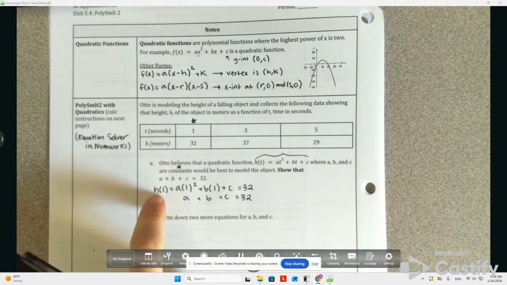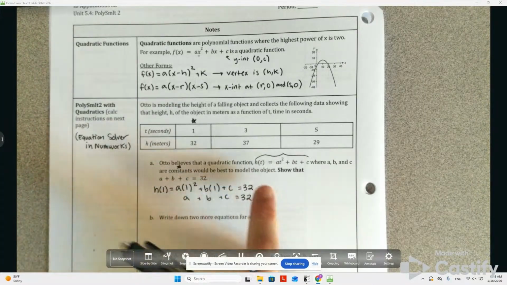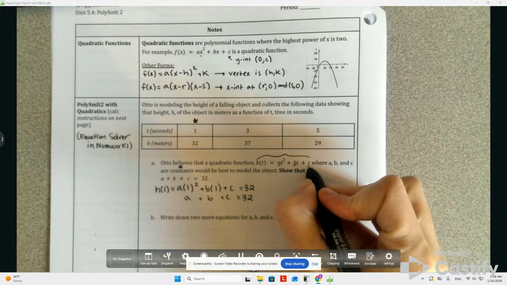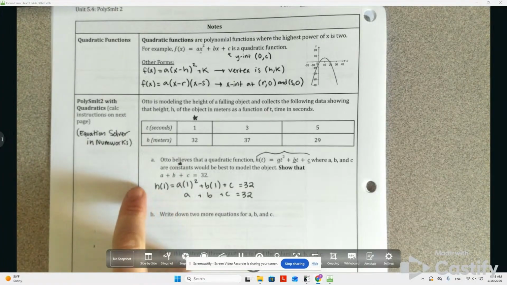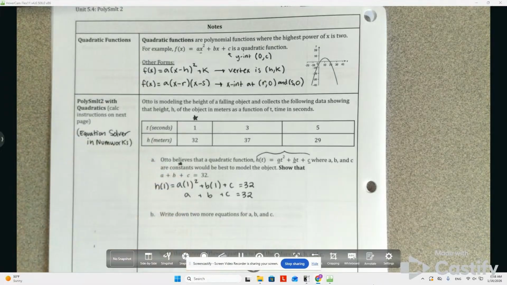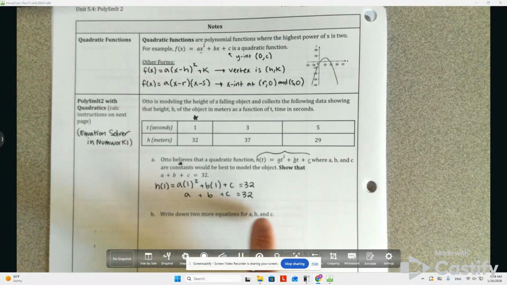Again, it might seem like, why are we being asked that? The reason is if we have an equation with 3 parameters, a, b, and c, that we're trying to figure out, and we have 3 equations that relate a, b, and c, we'll be able to solve a system of equations and find those values. So it's guiding us into that by asking us to build some equations that relate a, b, and c. Write down 2 more equations for a, b, and c.